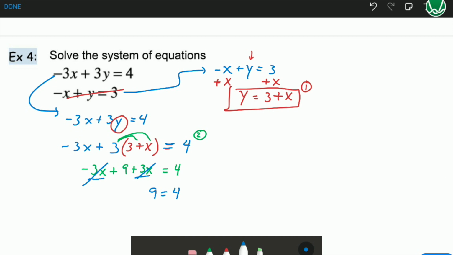So if the variables cancel out, then one of two things is the answer. It depends on whether what we're left with is a true fact or not. 9 equal to 4, that's false. Since 9 does not equal 4, it's a false statement, which means there is not going to be a solution to the system.